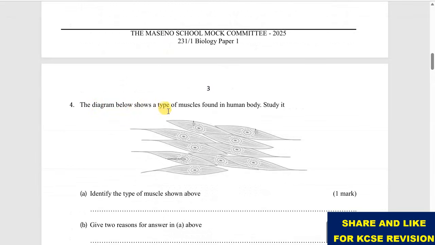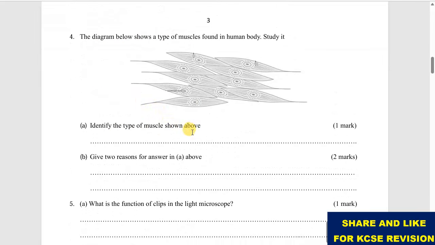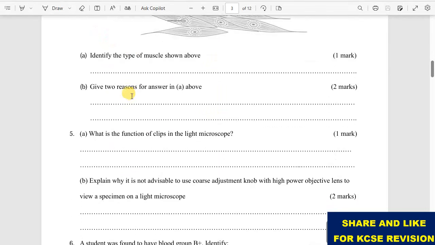The diagram below shows a type of muscle found in the human body. Study it. Identify the type of muscle shown above. Give two reasons for your answer. Why did you say it is the type that you have mentioned? So it is the smooth muscle. Why did you tell us that? Spindle shaped, lack striations, uninucleated. So that is the reason why you give the answer you gave.